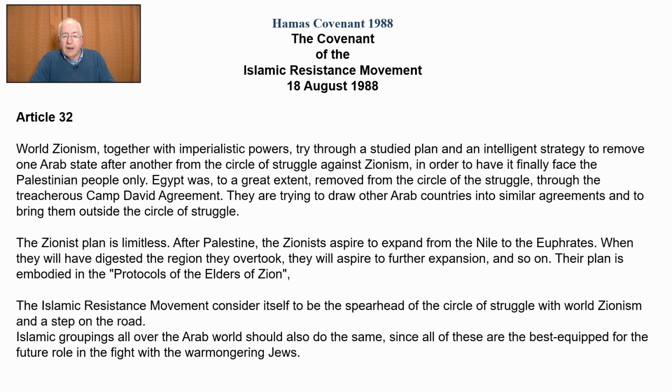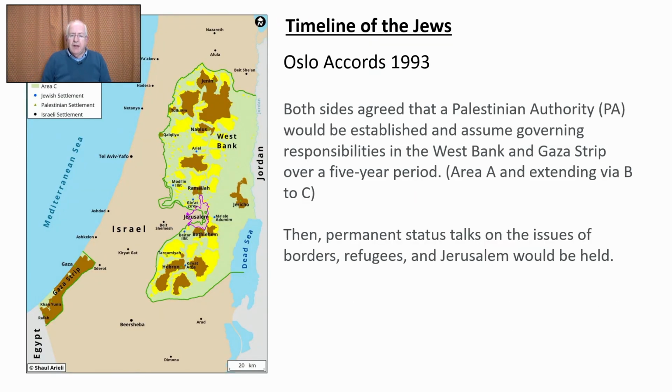By the way, I can't find that article. I've searched for it and I cannot find it. So if somebody can find it and send it to me, I'll be interested to read it and find out what it actually says. The covenant continues: "The Islamic Resistance Movement considers itself to be the spearhead of the circle of struggle with world Zionism and a step along the road. Islamic groupings all over the Arab world should also do the same, since these are the best equipped for the future role of the fight with warmongering Jews." So there we have it. That's what the Hamas Covenant says.